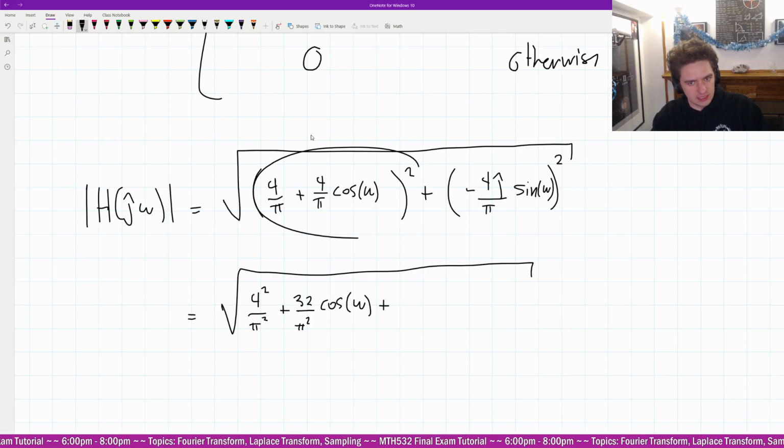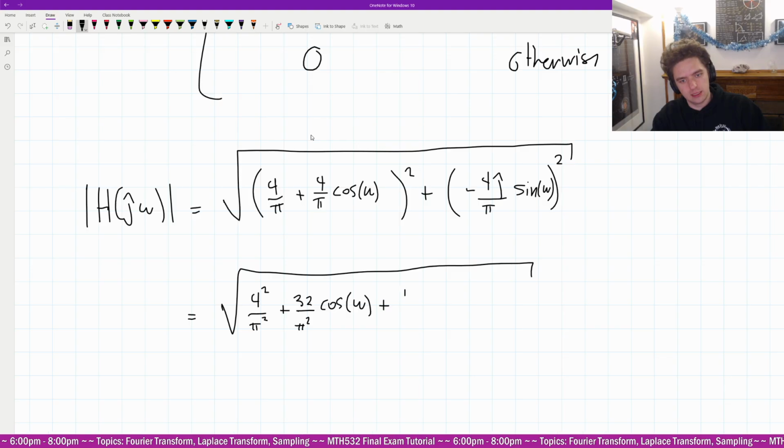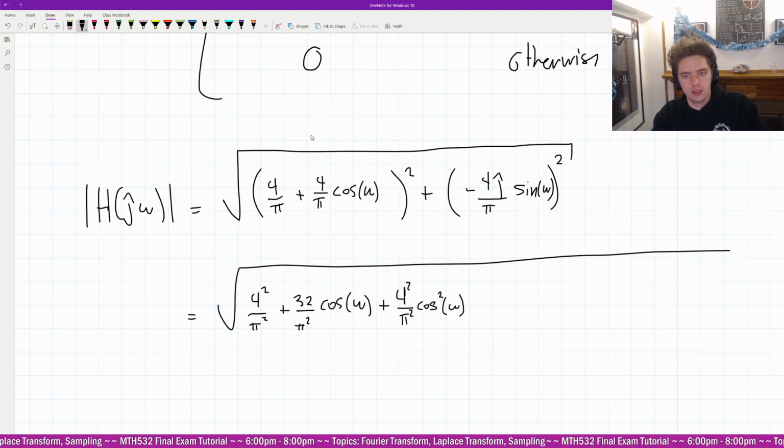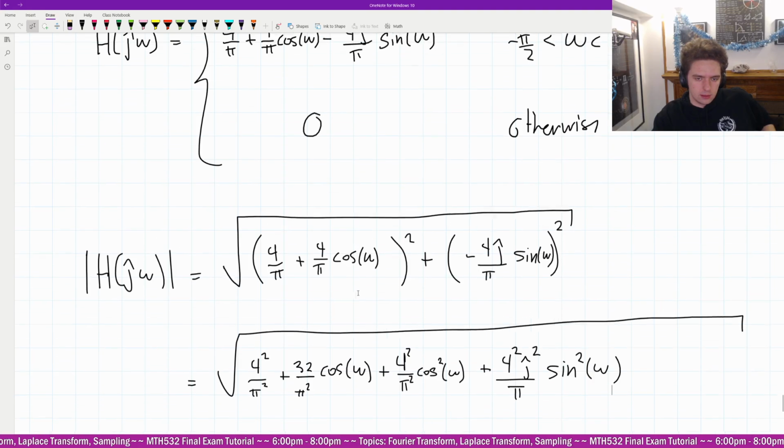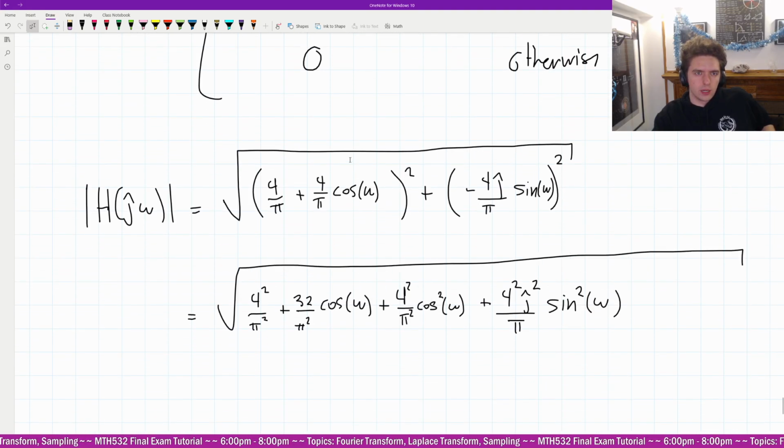Plus, I'm just foiling this here. This is going to be 4 squared over pi squared cosine squared omega. And then squaring this is not too bad, right? Because it's going to be plus 4 squared j squared over pi sine squared. Oh, actually, hold on. This is not going to work out how I expected it to be.